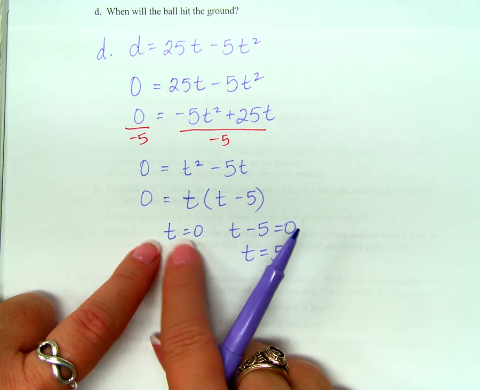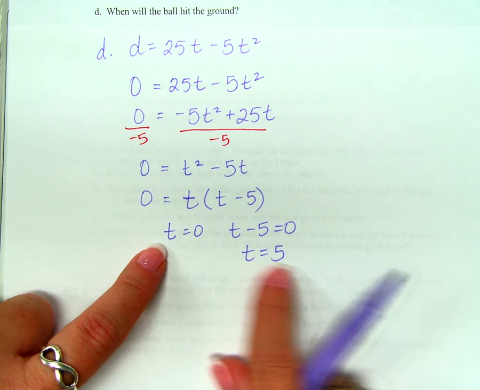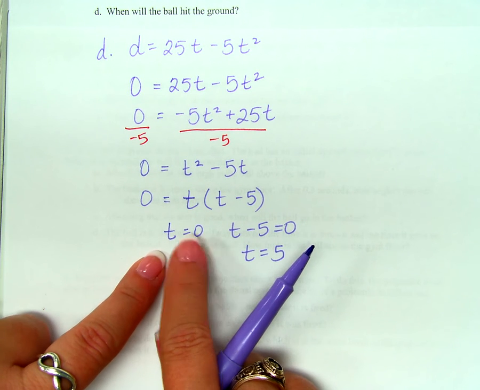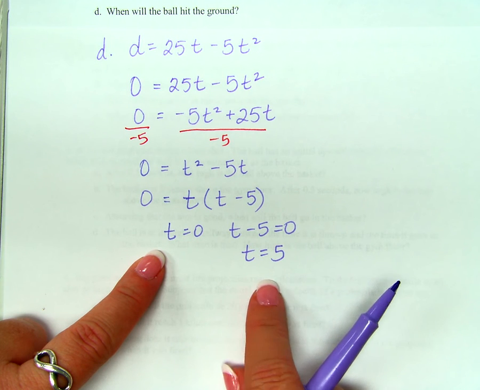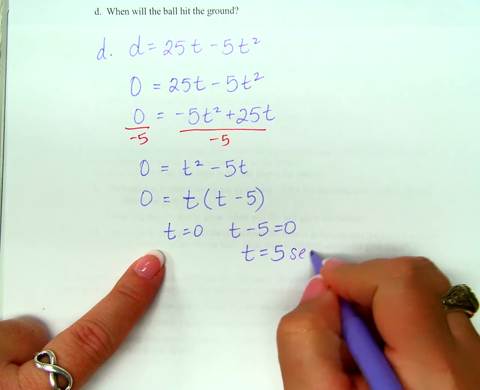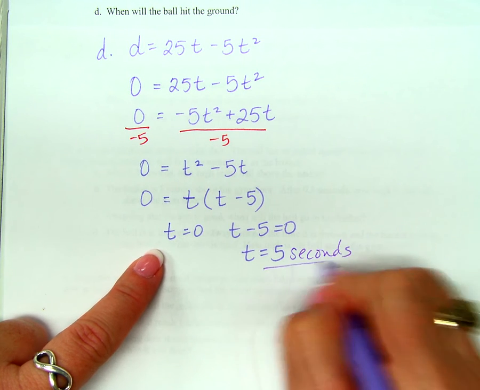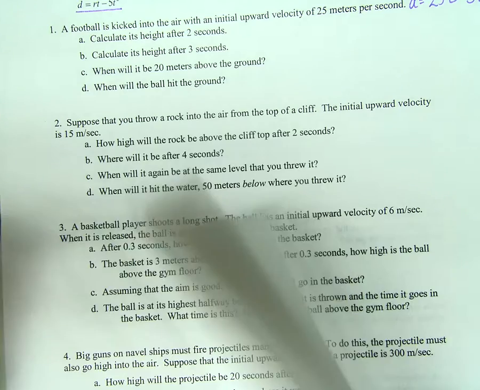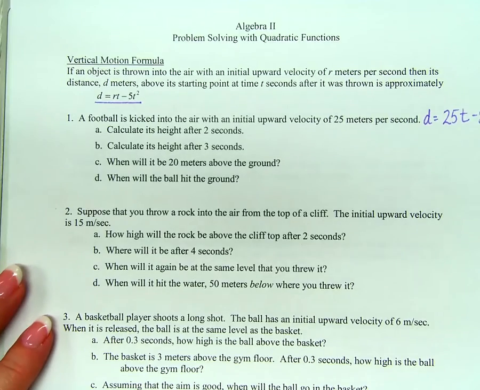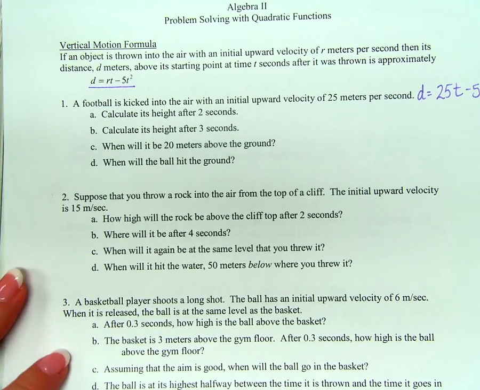Okay? So t equals 0 and t equals 5. So t equals 0 is when we started. The ball was sitting on the ground when we first kicked it. So what's our actual answer? 5 seconds. 5 seconds is when the ball hit the ground. Okay? So that's the kind of thing that you're going to need on this side of the worksheet. Those are the kind of answers you're going to get, stuff like that.